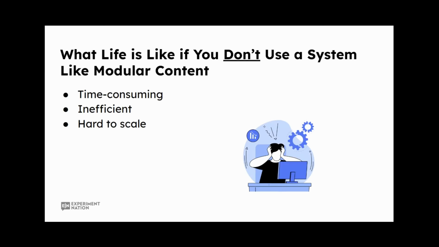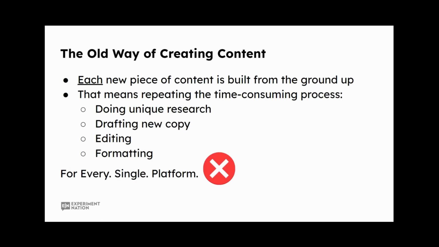So let's just back up a bit and talk about what life is like if you don't use a system like modular content. In short, it's time-consuming, inefficient, and hard to scale. The old way of creating content is where you start from scratch for every platform, whether it's your website, email campaigns, Facebook, Instagram, or LinkedIn. The old way is a real drain on time and resources. It's challenging to scale, especially as you personalize more and more content across all of these channels.